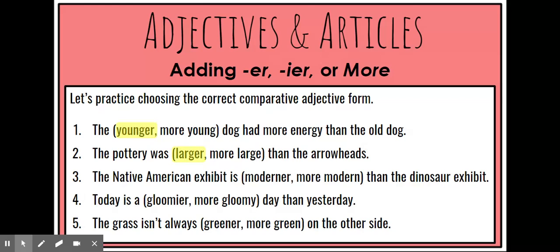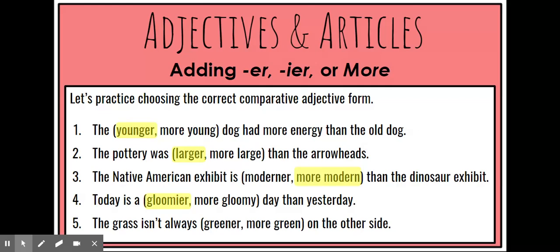The Native American exhibit is moderner, more modern than the dinosaur exhibit. Here the word modern has how many syllables? Modern. It has 2 syllables, so we use the word more in front of it. More modern. Today is a gloomier, more gloomy day than yesterday. Well, gloomy would originally have 2 syllables. It ends in y, and so that would fit the rule to change the y to an i and add er. Gloomier.